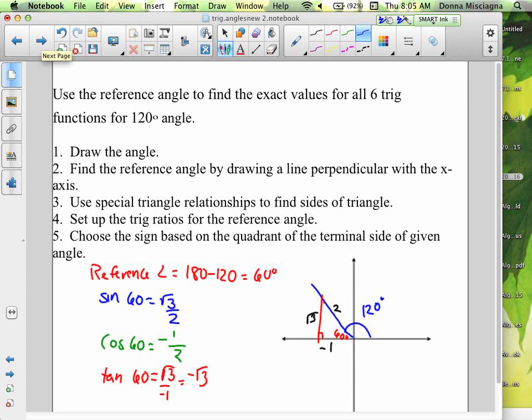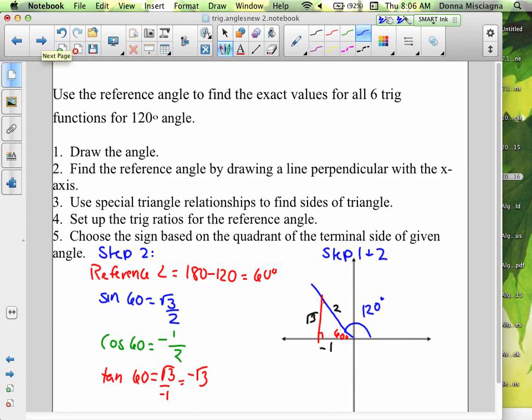Our first thing is we drew the angle. That was the 120-degree angle. And then we find our reference angle. We drop a line perpendicular to the x-axis, so here we're just going to go straight down to the x-axis. To find our reference angle, we're in the second quadrant, so we subtract our principal angle from 180. So 180 minus 120 is 60 degrees. Here we have already done steps 1 and 2, and finding the reference angle is also part of step 2.